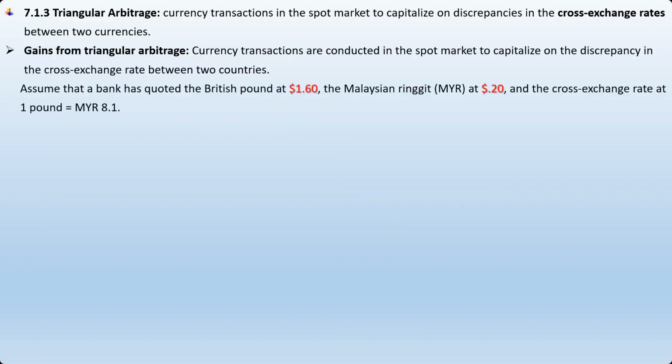Let's look at this example we have seen, and I just want to go through it one more time. A bank has quoted the British pound at $1.6. That's direct quotation. This $1.6 per unit of British pound is between the British pound and the US dollar. Malaysia ringgit 0.2, that's also direct quotation, between the US dollar and the Malaysia ringgit.